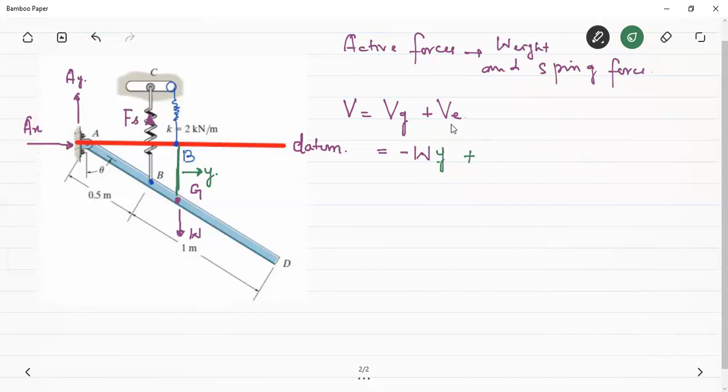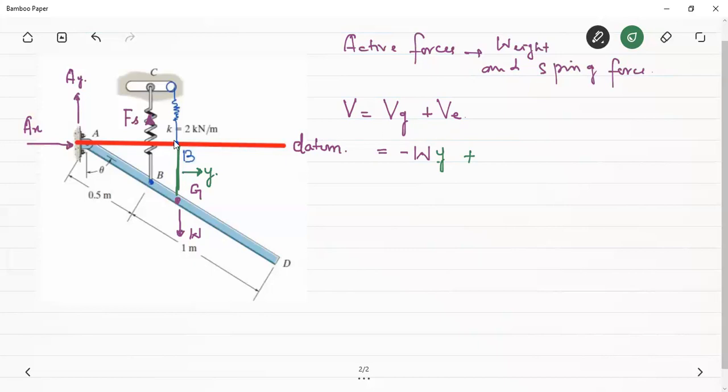Now, this elastic potential energy is independent of the datum. If the spring is in the stretched state, it will have elastic potential energy that is equal to half of k x square. If the spring is unstretched, that is, there isn't any deformation, then the potential energy due to the spring, or the elastic potential energy, will be zero. So this elastic potential energy is irrespective of the datum. It only depends on whether the spring is in the deformed state or in the non-deformed state.